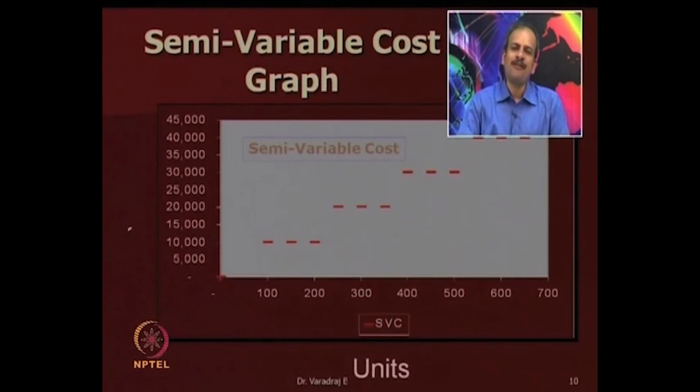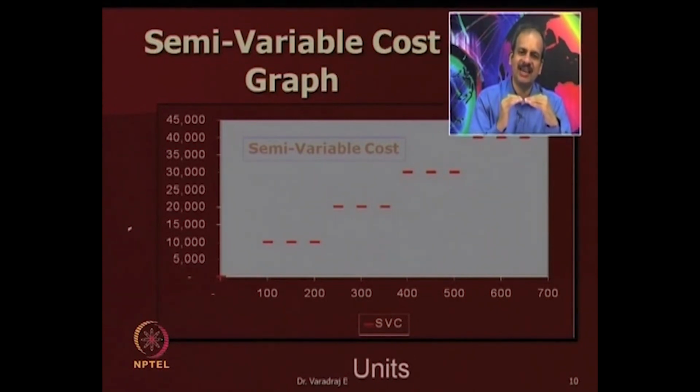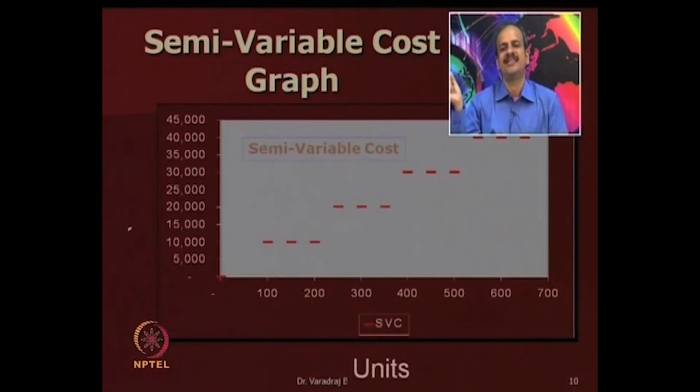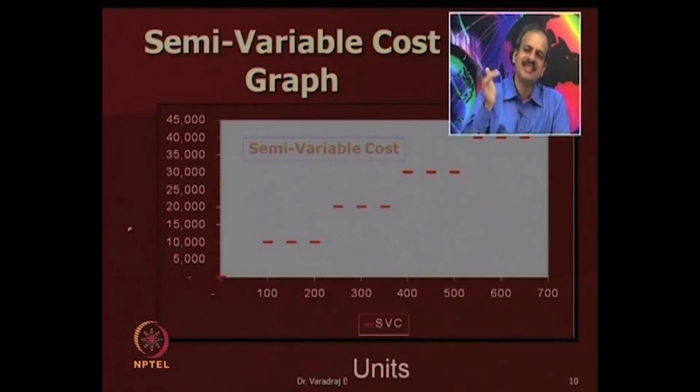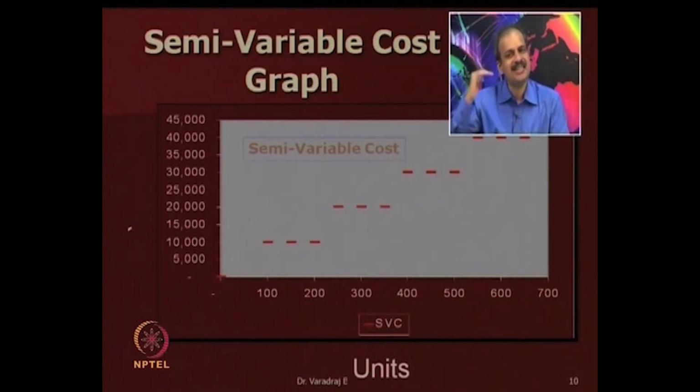Now, this is a graph of semi-variable cost. You can see a step-like structure. So, what happens is for 100 to 200 units, it is at a certain level. Once the units reach 300, it suddenly increases, again it becomes constant. It increases again, within a level it remains constant. So, most of the semi-variable costs do increase, but not linearly, they increase gradually and in a step manner.